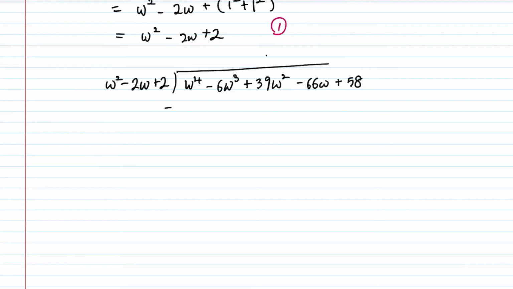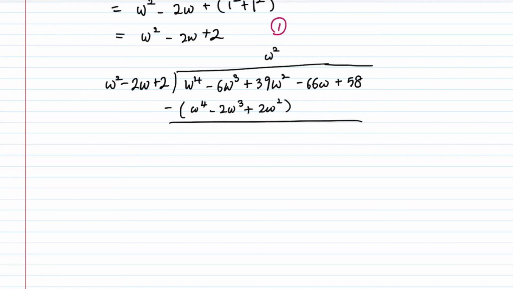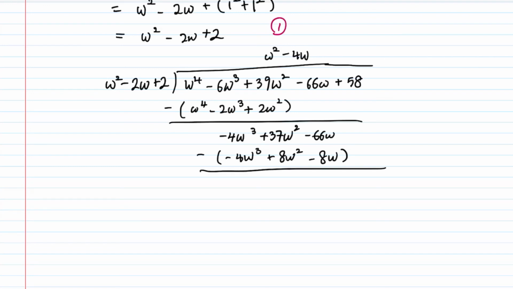So first one I have is W squared. Try and put it together with where the actual degree is. So I'll have W to the power of 4 minus 2W cubed plus 2W squared. Subtracting all this, I'll get minus 4W cubed plus 37W squared minus 66W. After this, I can do it one more time and sub in minus 4W. So I'll have minus 4W cubed plus 8W squared minus 8W. Subtracting this off, I'll just be left with 29W squared minus 58W plus 58.